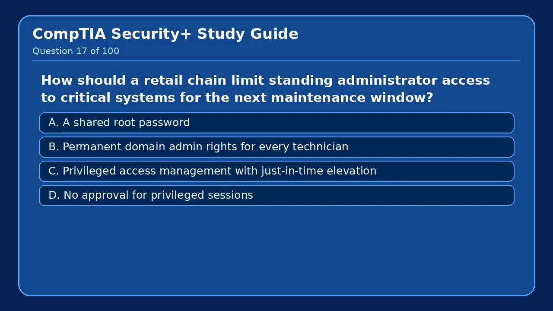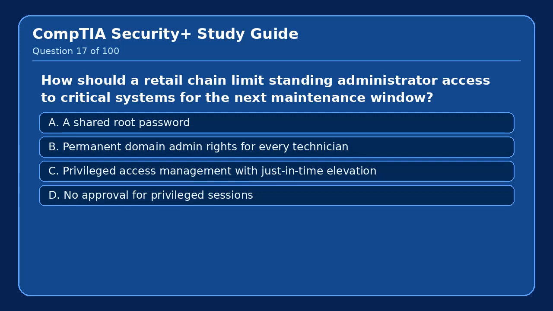The answer is C. Privileged access management with just-in-time elevation. PAM and just-in-time access reduce the time and scope of privileged exposure. Permanent broad rights, shared passwords, and no approval weaken accountability and control.